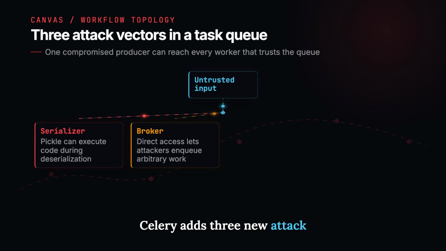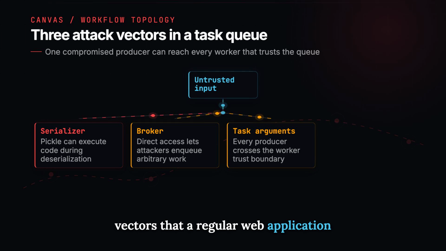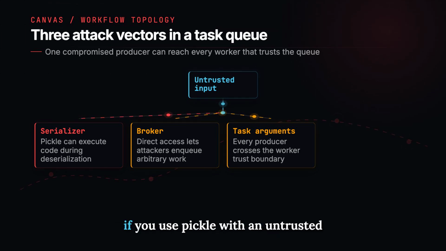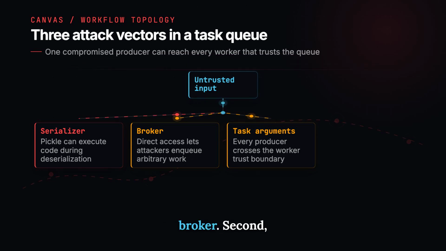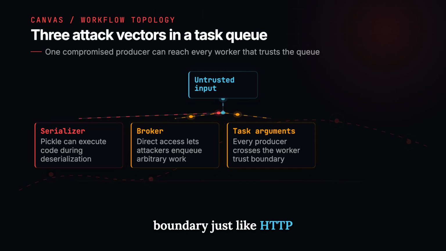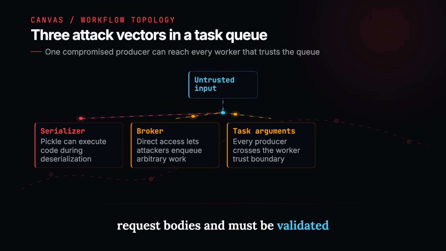Celery adds 3 new attack vectors that a regular web application does not have. First, the serializer can be exploited if you use Pickle with an untrusted broker. Second, the broker itself can be accessed directly if it is not authenticated or network isolated. Third, task arguments cross a trust boundary just like HTTP request bodies and must be validated inside the task, not assumed safe from the caller.